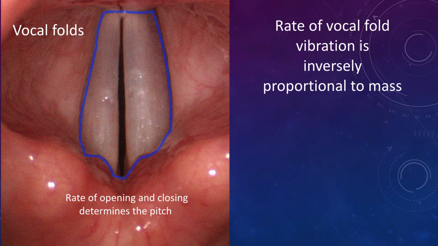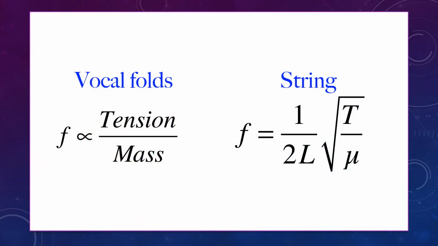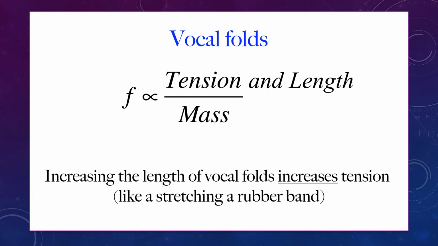Pitch is also affected by the mass of the vocal fold tissue. Large vocal folds will vibrate at a lower frequency. This is similar to how a string vibrates, directly proportional to tension and inversely proportional to mass. The length of the vocal folds does not affect frequency in the same manner as the length of a string. In order to increase tension, vocal folds lengthen.